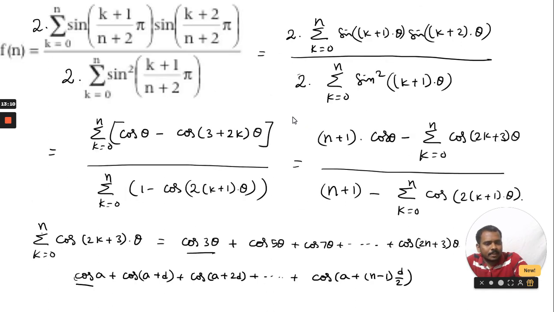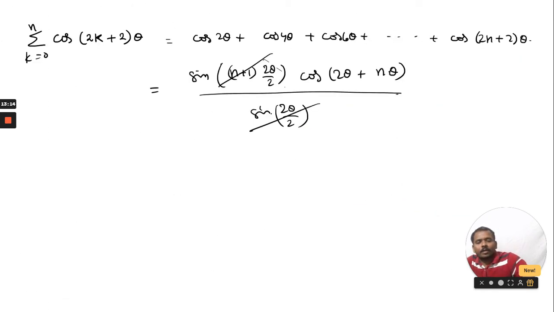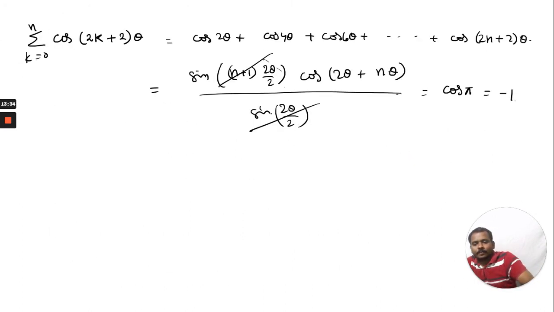2 theta plus n theta is nothing but, what is that? Pi. So we have cos pi, which is equal to cos pi. Cos pi is nothing but minus 1. That is, the summation in the denominator is equal to minus 1. Now let's substitute these two values in this equation. n plus 1 into cos theta minus cos theta.